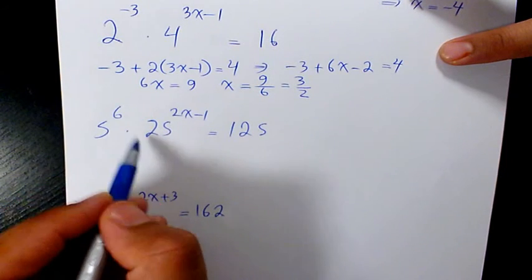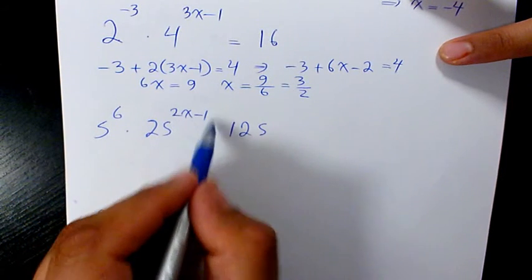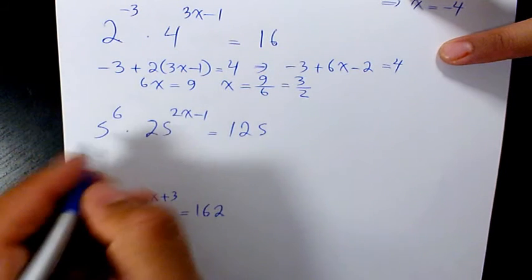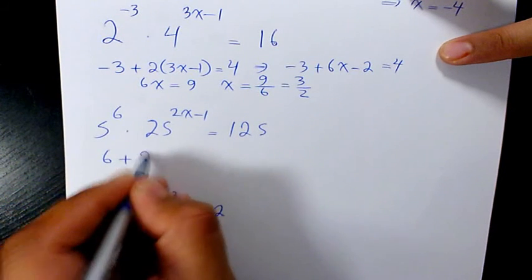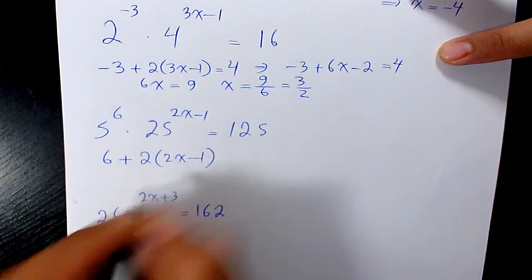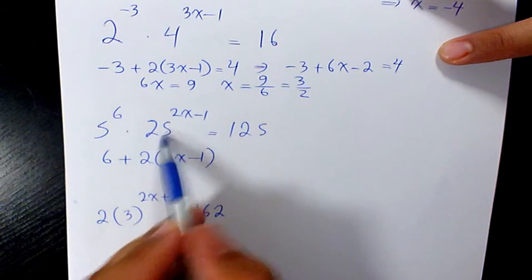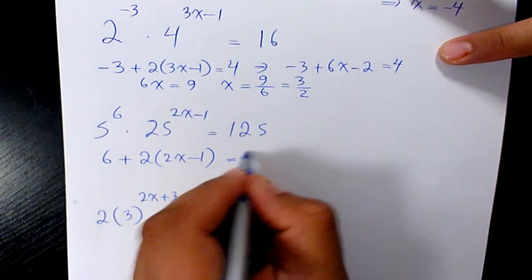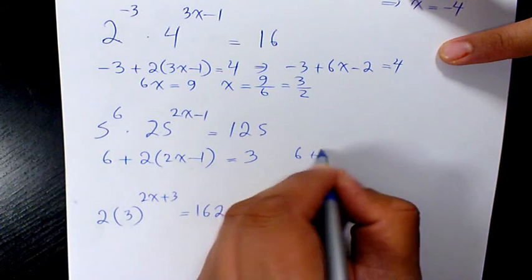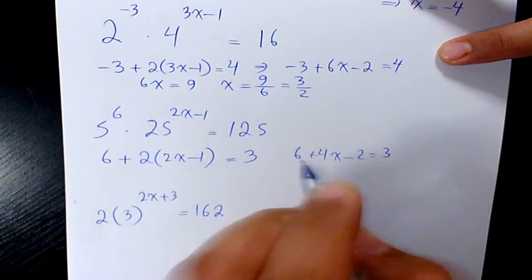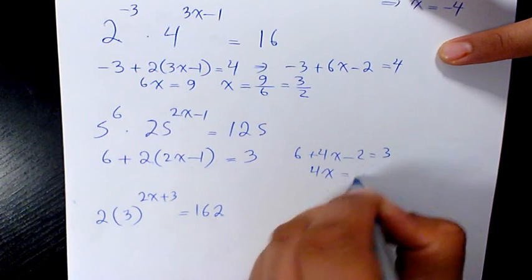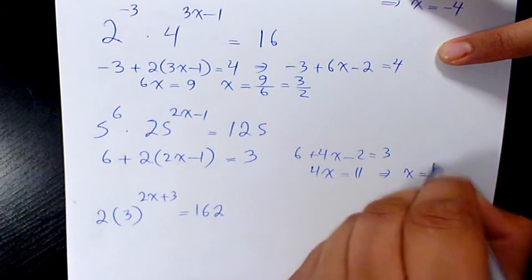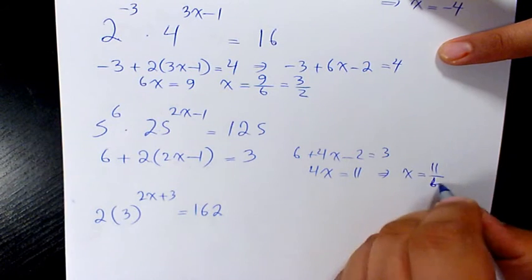5 to the power of 6 times 25 to the power of 2x minus 1 equals 125. So we have 6 plus 2 times 2x minus 1. Why 2? Because 25 is 5 squared. So it's going to be 2 times 2x minus 1, and 125 is 5 cubed, which is 3. So 6 plus 4x minus 2 equals 3. So 4x equals 11. So x equals 11 over 4.